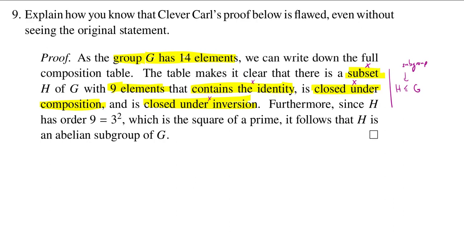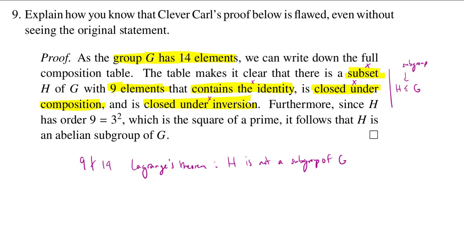And at this point, we should stop. Why? Because we have a subgroup of a group, and so we know that the order of the subgroup, the cardinality of the subgroup, has to divide the cardinality of the entire group because we're in a finite group. But 9 does not divide 14. And so by Lagrange's theorem, H is not a subgroup of G.